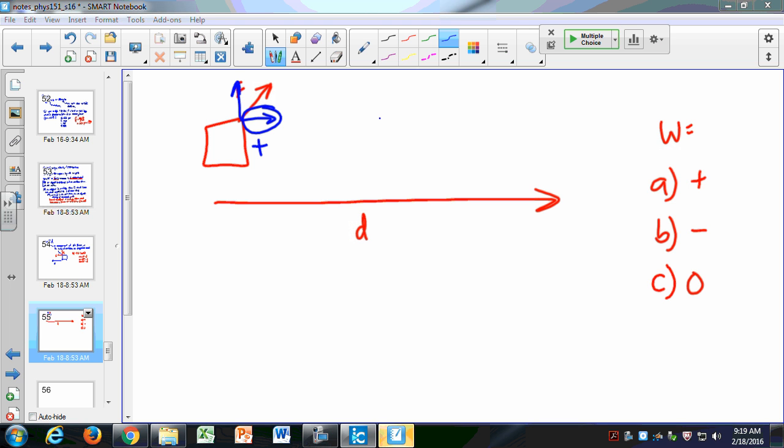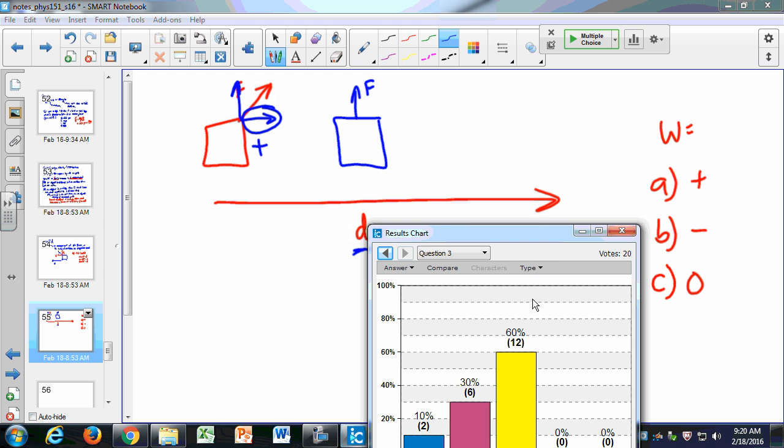Let's say that I have an object that's here, and I have a force acting in this direction, but it is moving in this direction to the right. What is that work? Is it positive, negative, or zero? I'll stop at 15. I'll go on to 20. Okay, good. C is the right answer.